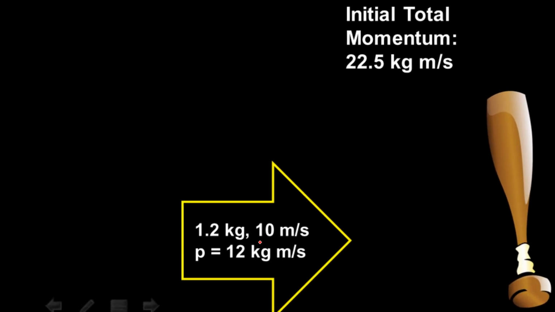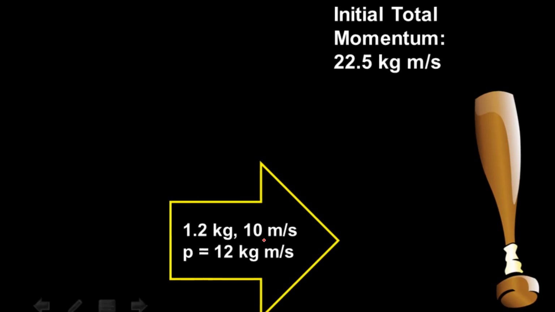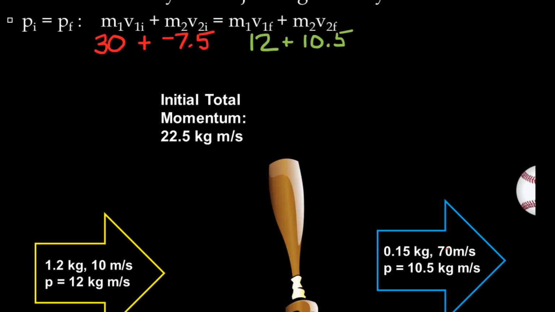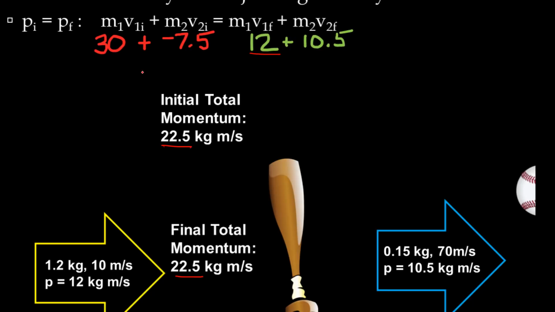Afterward, we see that our bat is only moving at 10 meters per second, and the ball is moving at 70 meters per second to the right. Our total momentum for the bat, 1.2 kilograms times 10 meters per second, 12 kilogram meters per second. And our ball now has a momentum of 10.5 kilogram meters per second, 0.15 kilograms times 70 meters per second. Our final momentum, 22.5 kilogram meters per second, the same as our initial momentum.